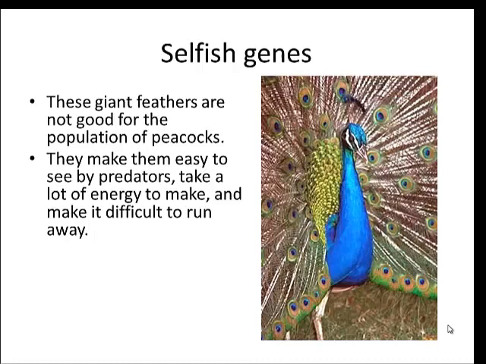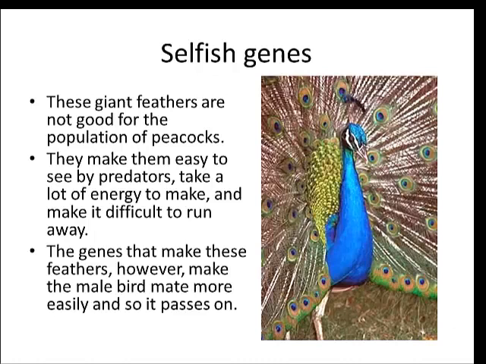Why? Because the peacock has to give up a lot of time and energy in creating these big giant feathers. It also makes them bright. It makes them slow. It makes them easily caught by predators, and they get eaten up. However, it does have an advantage. Big, giant, bright, beautiful feathers, the genes that produce these get passed on.